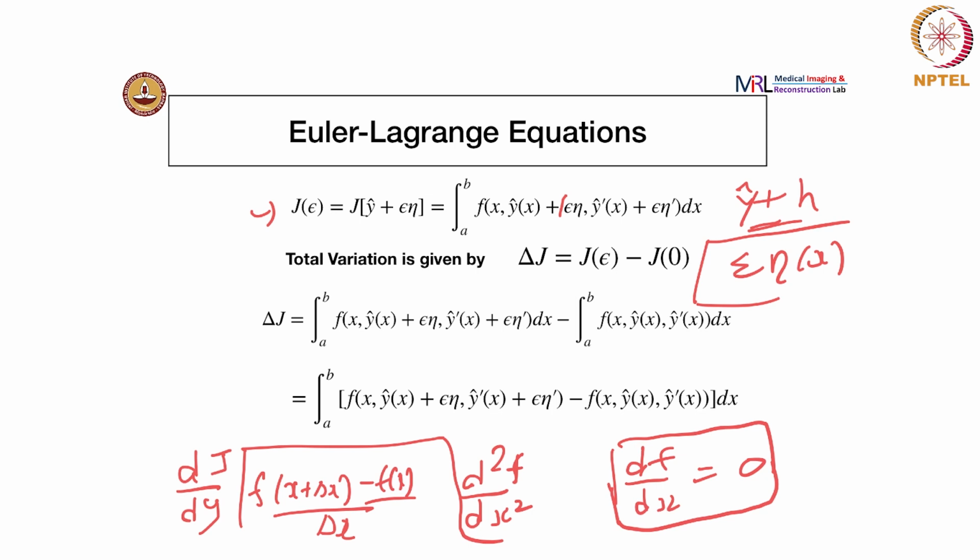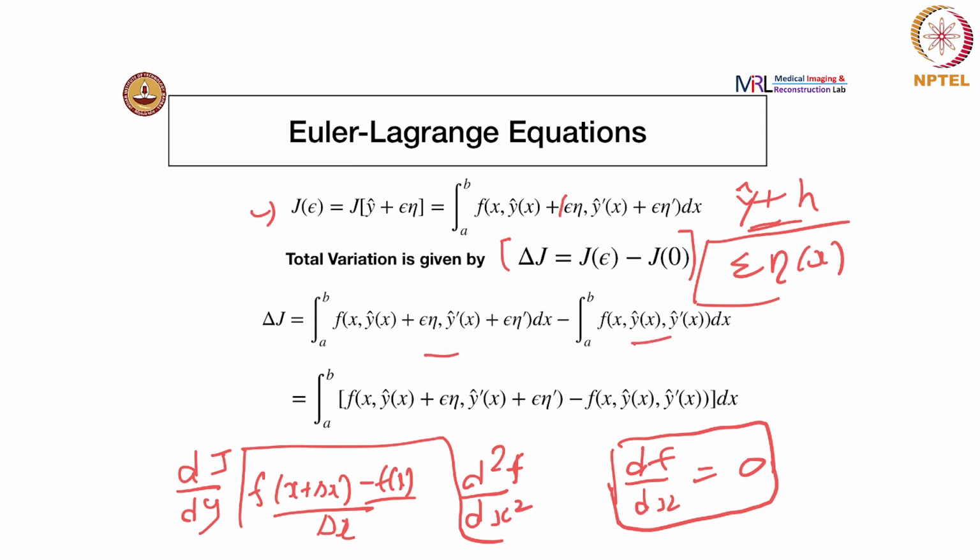Okay. So then we calculate what is known as the first variation. Before we do that, let's define what the total variation is. Total variation is given by this expression: delta J is J of epsilon minus J of 0. So what is J of 0? Just put epsilon equals 0, which is just the functional evaluated at y hat of x and y hat prime of x. So now we can write the total variation in this form, J of epsilon minus J of 0. I have just substituted for J of epsilon here and J of 0 here.